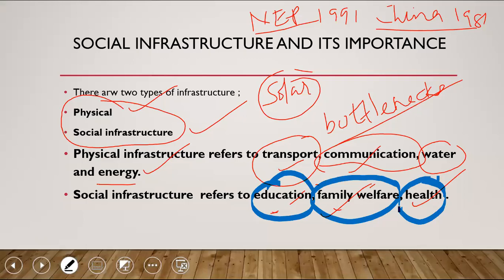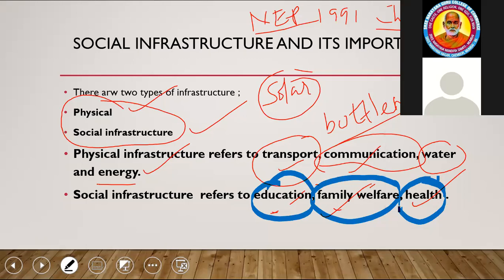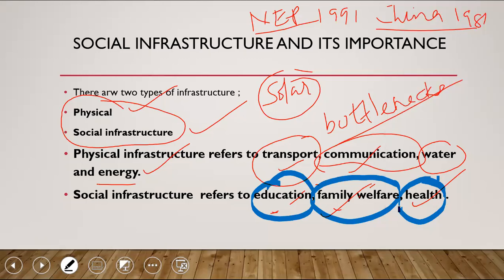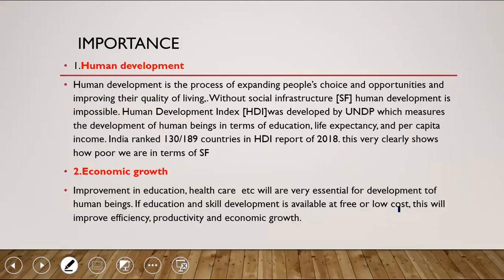Till you get a job, and even after getting the job, please remember that education, family welfare and health are the three areas which are very essential for any country. Now, what is our issue? Why is this infrastructure important? That is what we are going to discuss.